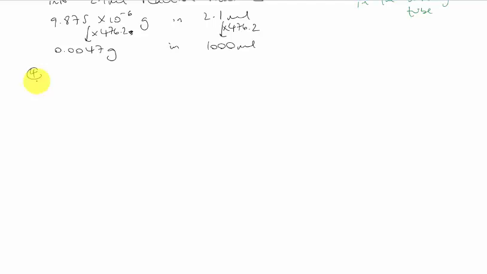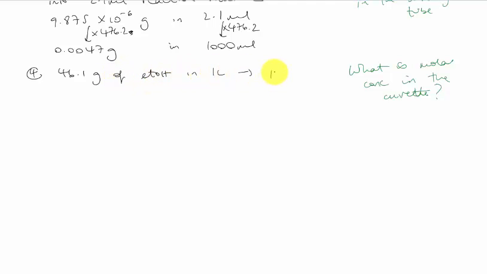Good. Our next task is to work out the molar concentration. What's the molar concentration in the cuvette? For that we need the molecular weight of ethanol, which is 46.1. So 46.1 grams of ethanol in 1 litre gives us 1 molar. So that's our starting sentence, but we don't have 46.1 grams, we've got 0.0047 grams.